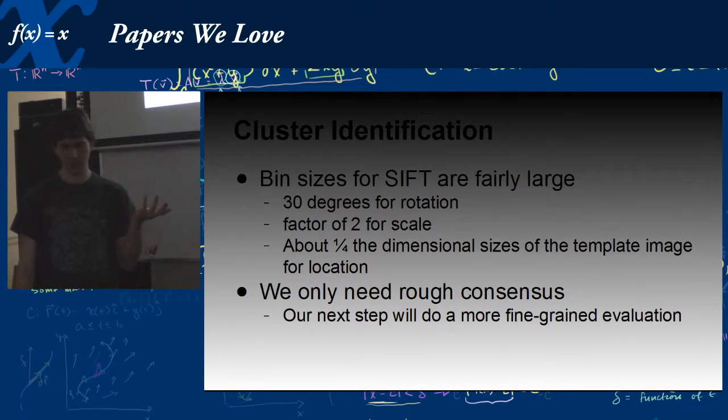The specifics are about 30 degrees of granularity, so you would only take each orientation once every 30 degrees. And so it's not a lot of effort, but what this does is it very quickly narrows down the number of possible orientations to usually a fairly small, almost constant number for a given set of matched feature points. And the important part here is that we only need rough consensus. We can do a fine-grained evaluation in our next step. We just want to do this to speed things up as much as possible.